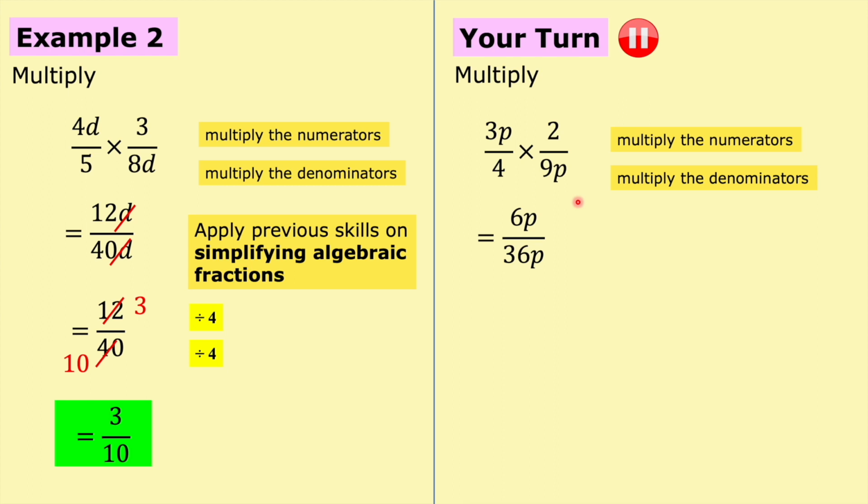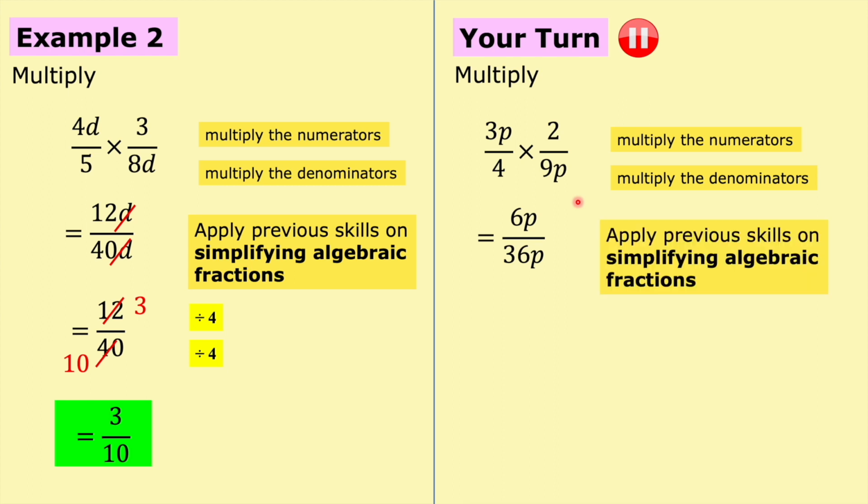Once we get to this step, we always need to make sure our answers are fully simplified, so we need to apply our previous skills on simplifying algebraic fractions. And we're going to cancel out those p's to give us 6 over 36, and then we can simplify this even further by dividing top and bottom by 6. So the 6 becomes a 1, and then 36 divided by 6 is 6. And your answer should be 1 over 6. So really well done if you got that correct. If you got this first step correct, really well done. Just remember, make sure that you are fully simplifying your answer.